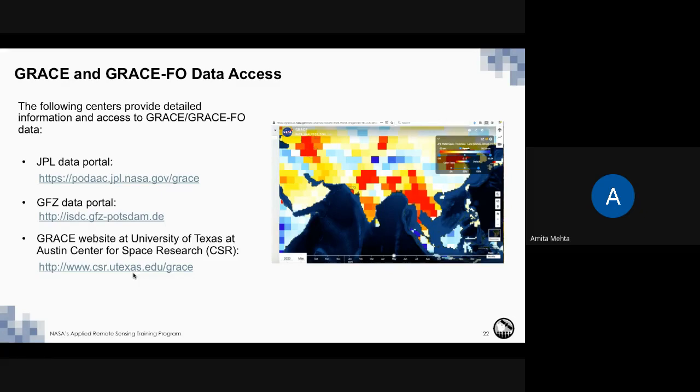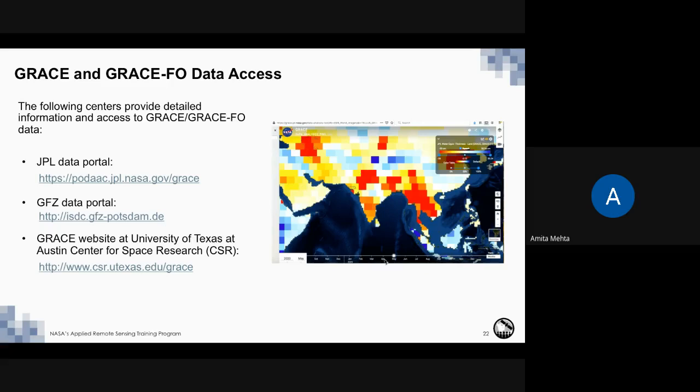So I'm giving all this information so later on I can share these slides with you, and you can use them as a reference presentation. Go to these sites and get more information, and also download data for your own region if you wish to.